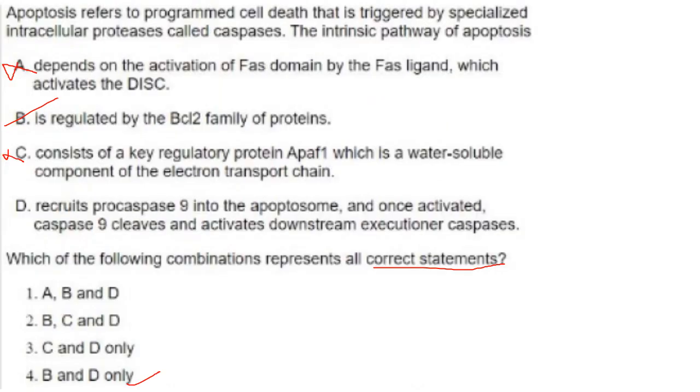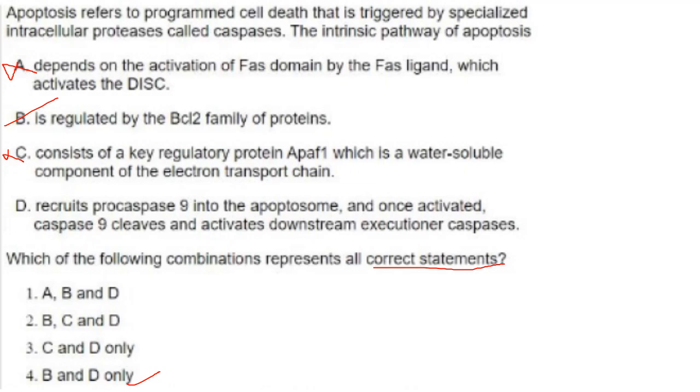Then next one. Apoptosis refers to programmed cell death that is triggered by specialized intracellular proteases called caspases. The intrinsic pathway of apoptosis. So here they have asked only about the intrinsic pathway. Nothing has been asked about the extrinsic pathway. Which of the following combinations represents all correct statements?